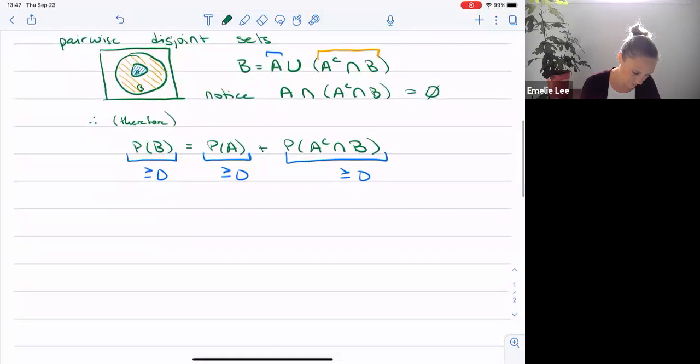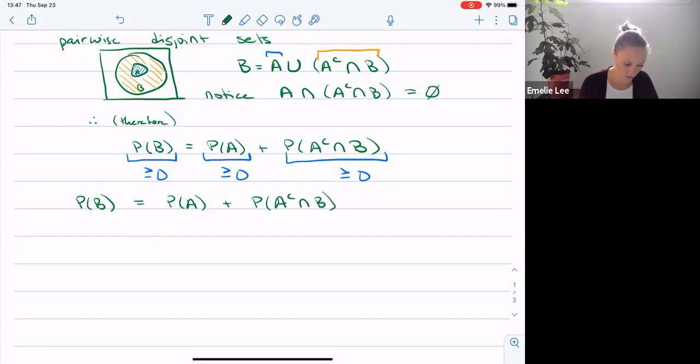Which means that the probability of B, which is the probability of A plus the probability of not A and B, has to be greater than or equal to the probability of A, right? Because here we've got the probability of A plus something greater than or equal to zero, but that's allowed here. And so then we can say that the probability of B is greater than or equal to the probability of A, which is where we wanted to get to.